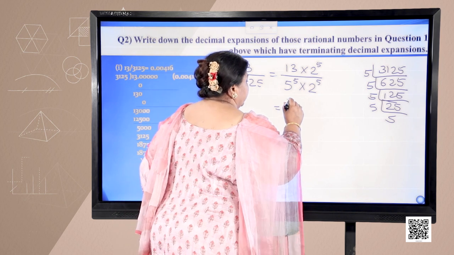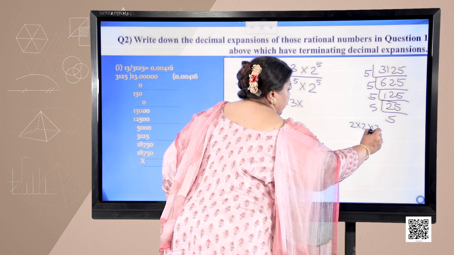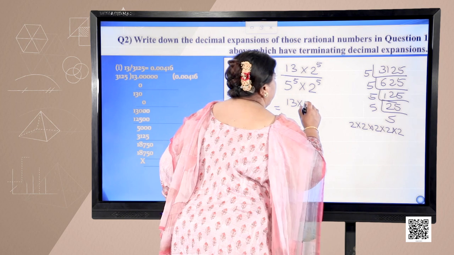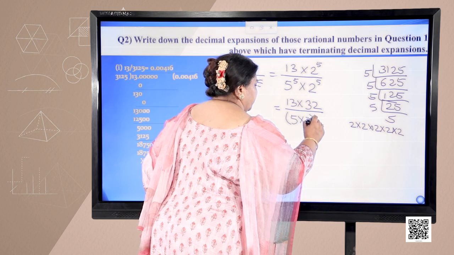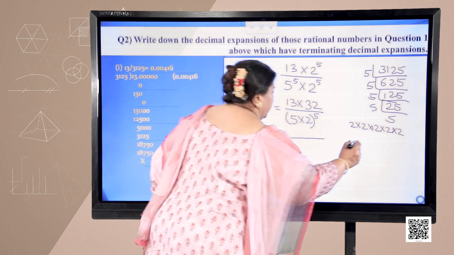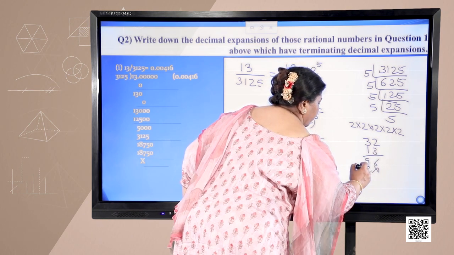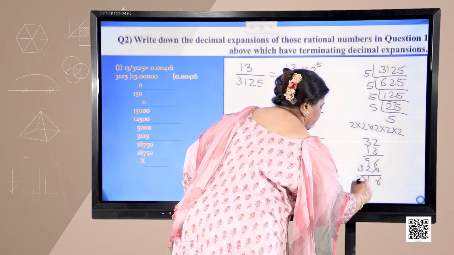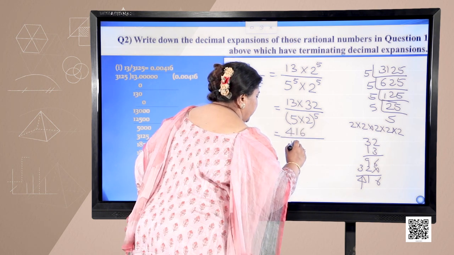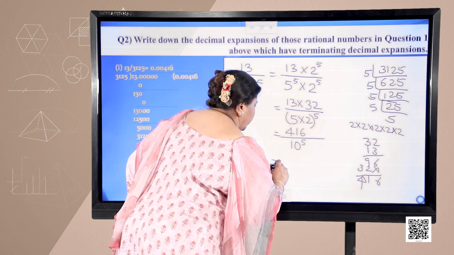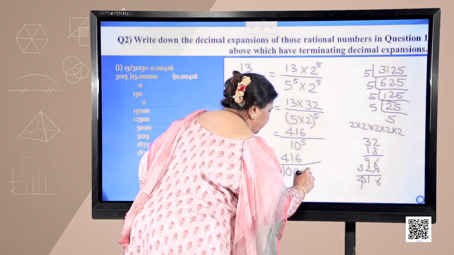How? We have 13 into 2 to the power 5 is how much? 2 twos are 4, 4 twos are 8, 8 twos are 16, 16 twos are 32 upon 5 into 2 power 5, or we get 32 multiplied by 13, yes, it is 416 in the numerator, and denominator I get 10 to the power 5, which can be written as 416 upon 1 followed by 5 zeros.